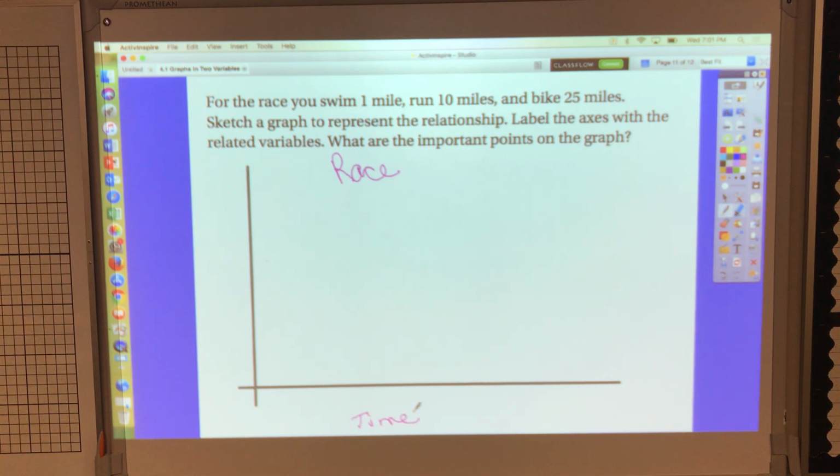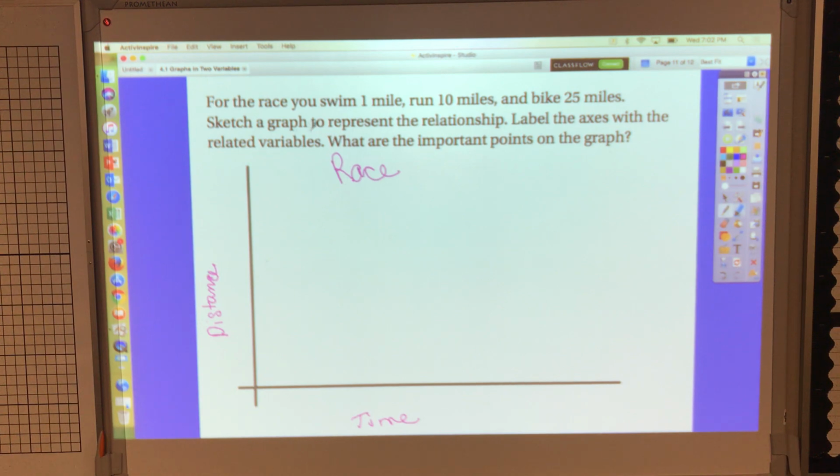Okay? On the bottom, we're going to talk about our time. Okay, most of these graphs we're working on are going to be time. And here, we're going to talk about distance. Okay? Now, when you look at this, this is over quite a bit of distance. It's 1 mile, it's 10 more miles, and then 25 miles. So we think about this, 25, 35, 36 miles along this amount of time.